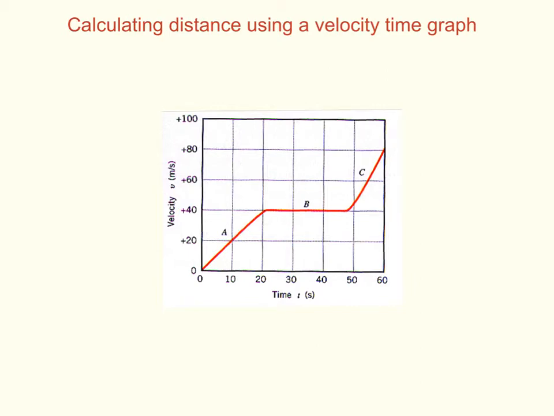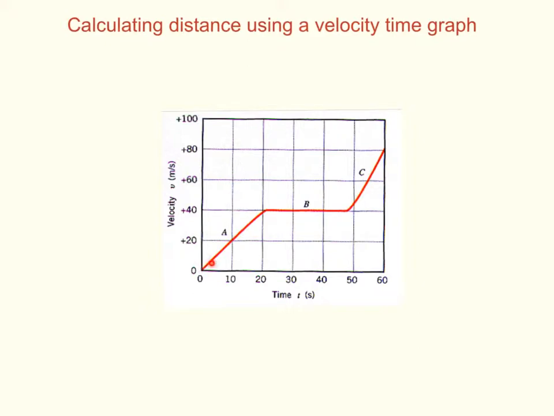We're going to work out distance using a velocity time graph, and this is a velocity time graph. You can see velocity is plotted against time on the x-axis just here. So if we look at the first one, we're going to try calculating the distance travelled in the first part of the velocity time graph, which is signalled A.